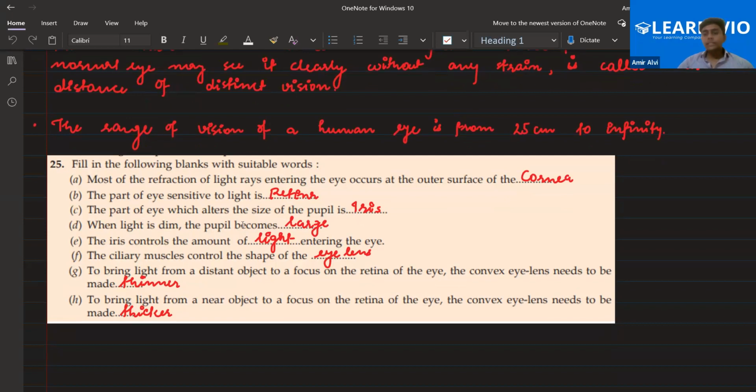Next, when the light is dim, the pupil becomes large. As I've told you, when the light is dim, the pupil will expand so that more and more light could enter into that black hole. Clear? Rods and cones are also located in the retina, right? Yes, rods and cones are present in the retina. Those are the cells of the retina.